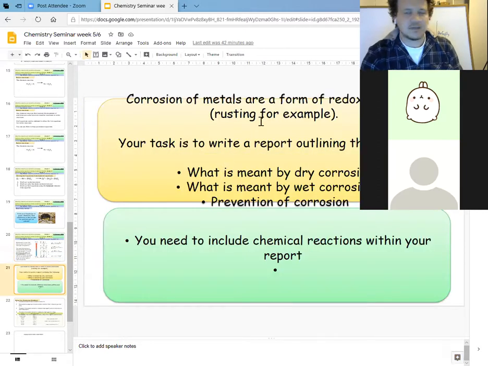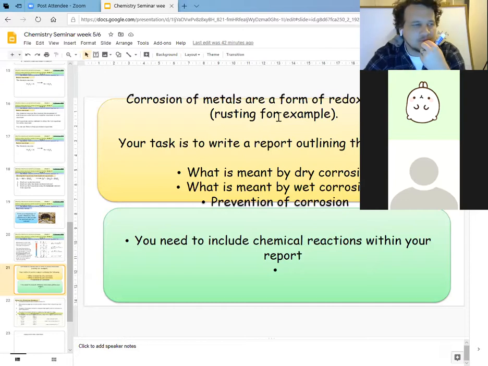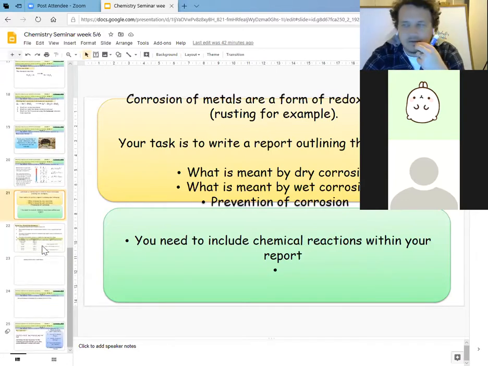So, if you'd like a practical application of what we're learning, that's rust and corrosion. So what is dry corrosion, what is wet corrosion, and how do we prevent it? And if you're going to write it, do the chemical equations. Don't just tell me why, show me why. This is why things rust. Show me why. I sent all these out, I think, this afternoon.